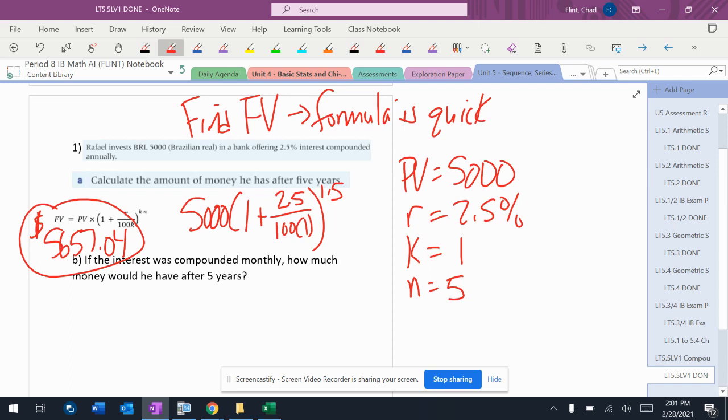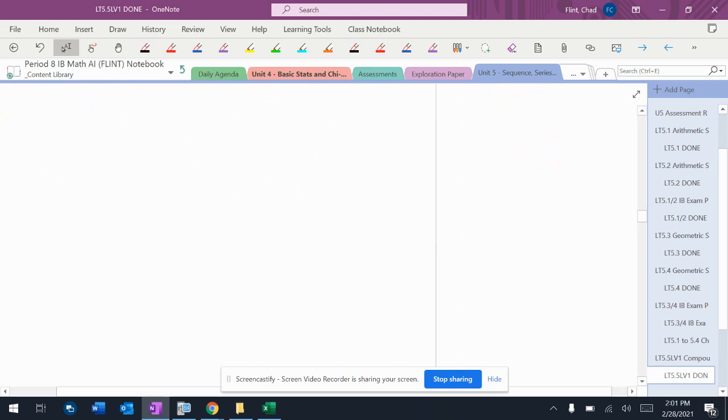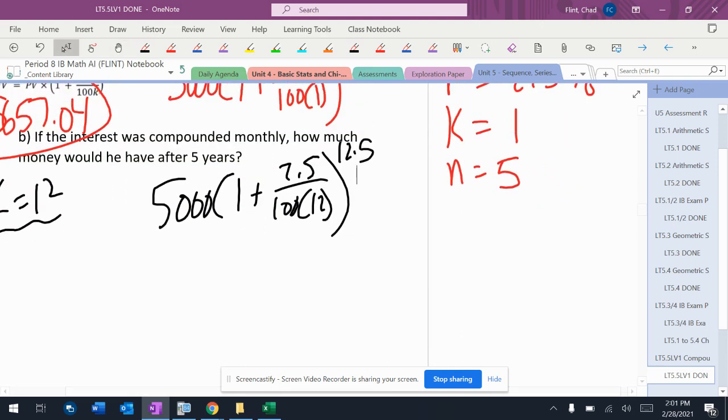It says if the interest was compounded monthly, how much would we have after 5 years? So the only thing that changes for this one is K is going to be equal to 12 instead of 1. So this is going to be 5,000 times 1 plus 2.5 over 100 times 12, to the 12 times 5. All right, so that's all that's going to change. Compounded monthly means I get interest 12 times a year instead of 1.